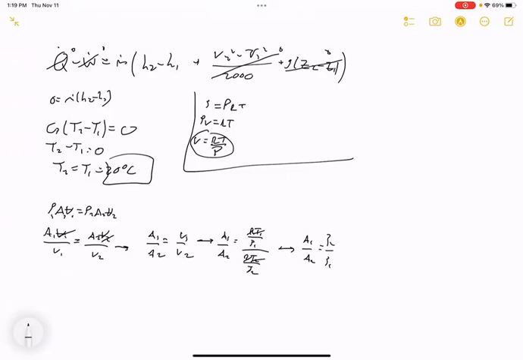So the answer to the question is that the area ratio is the pressure ratio. Now, in this question, if you look at the solutions, the assumption made is that the exit is atmospheric pressure, which is 100 kilopascals. So if we work through it that way, A1 over A2 equals P2, which is 100, atmospheric pressure at sea level, over 1200 kilopascals, or 1.2 megapascals. So basically what we see is that A1 over A2 is 1 over 12, or in other words, the exit area is 12 times as large as the inlet area.